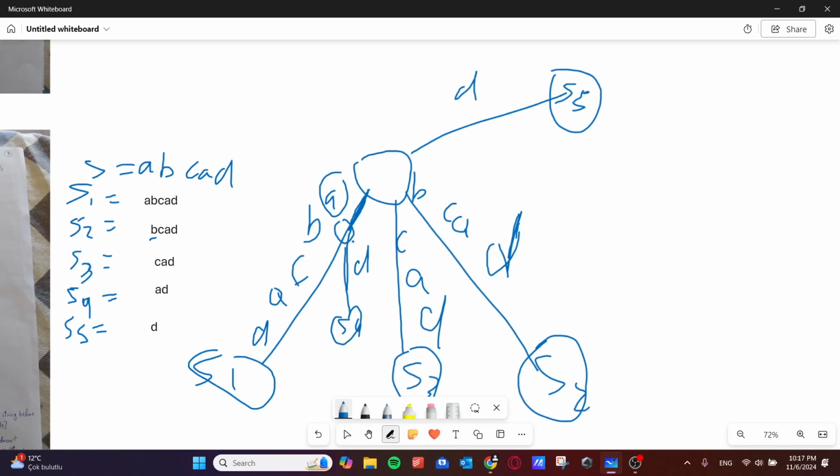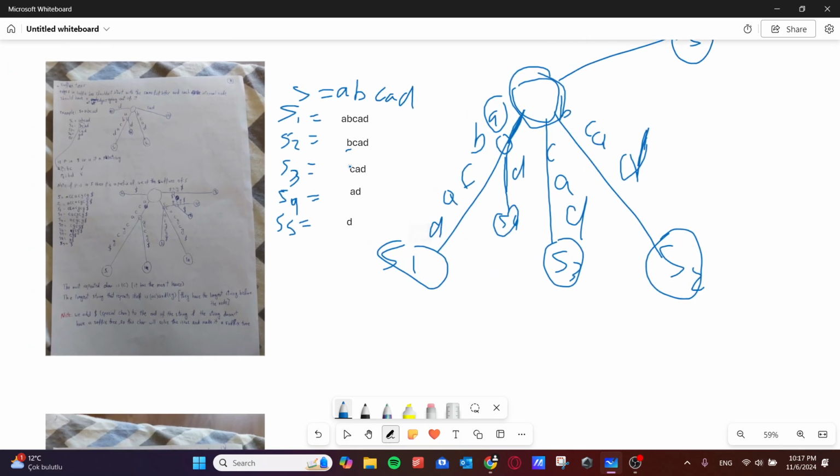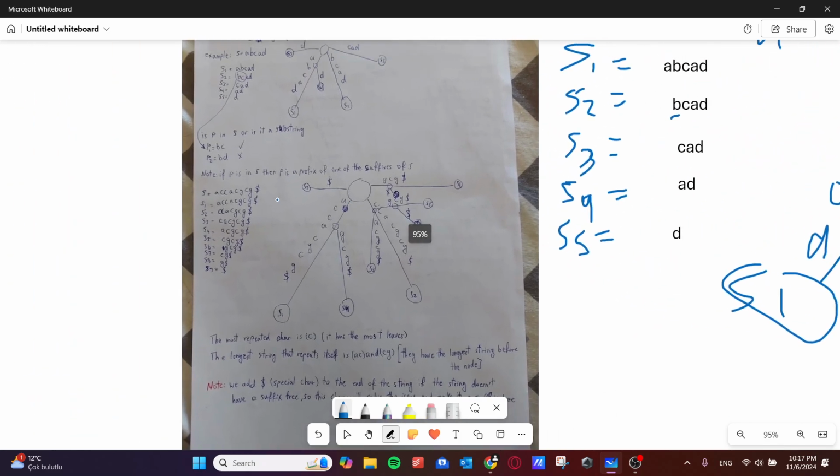You might say, but this started with D and this started with D. Okay, but the edges from the root shouldn't start with the same letter, not the internal nodes. So we have drawn it.